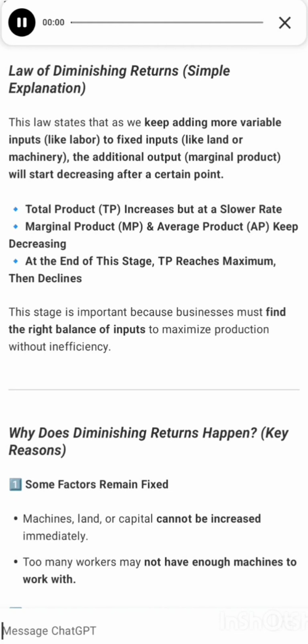Law of diminishing returns, simple explanation. This law states that as we keep adding more variable inputs, like labor, to fixed inputs, like land or machinery, the additional output, marginal product, will start decreasing after a certain point.